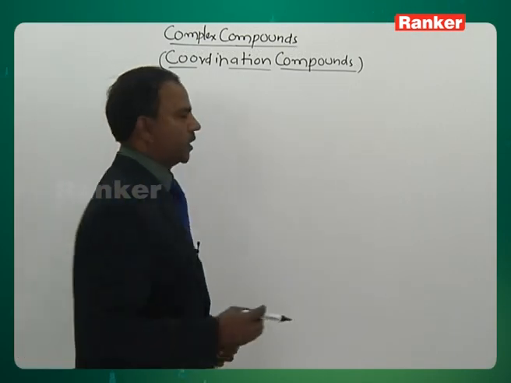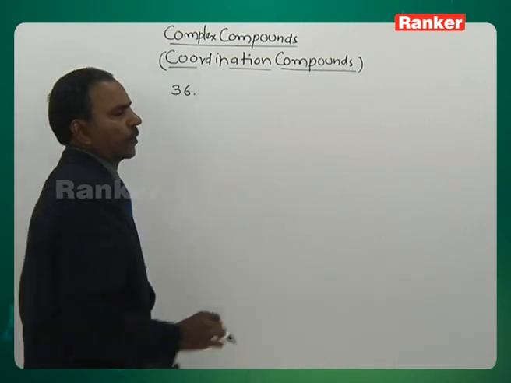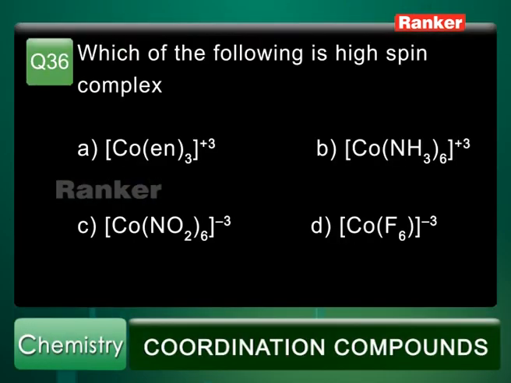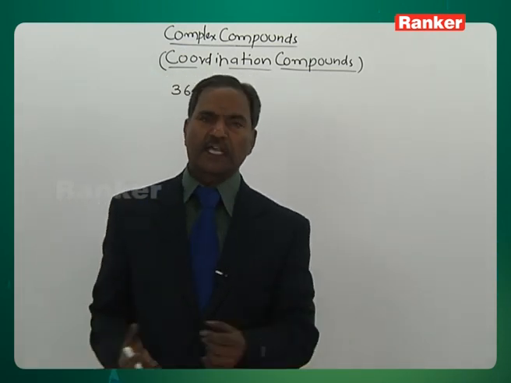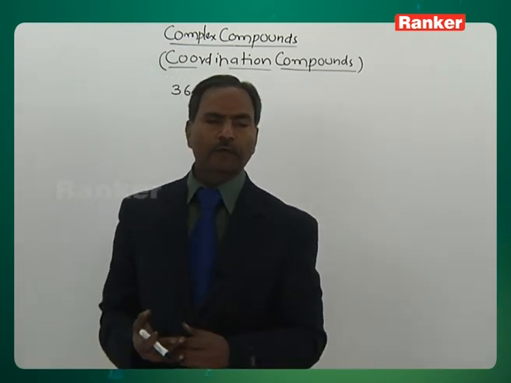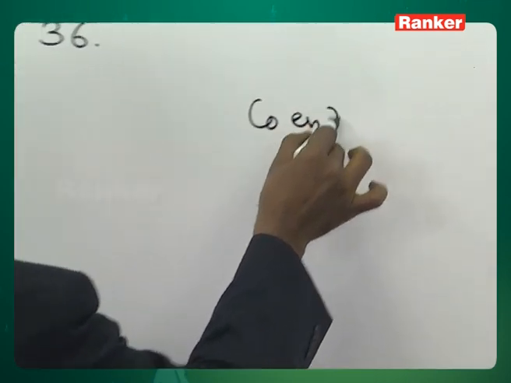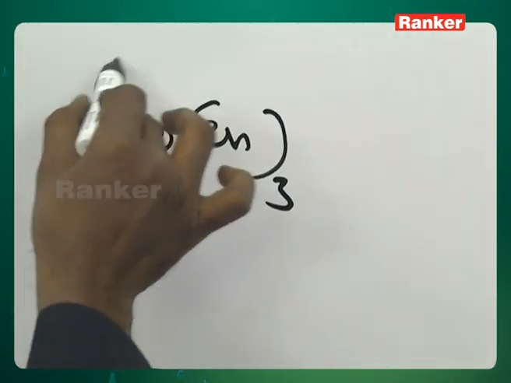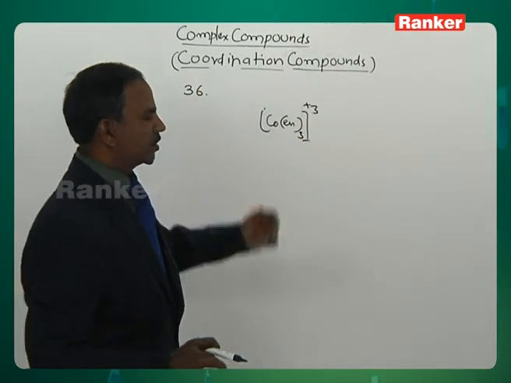Coming to question number 36. Which of the following is a high spin complex? Whenever we talk about high spin or low spin, wherever the complex carries a weak field ligand, we can expect it to be high spin. But let us see the options now. A, Co(en)3 plus 3. Yes, en is strong field. You cannot expect a high spin here.